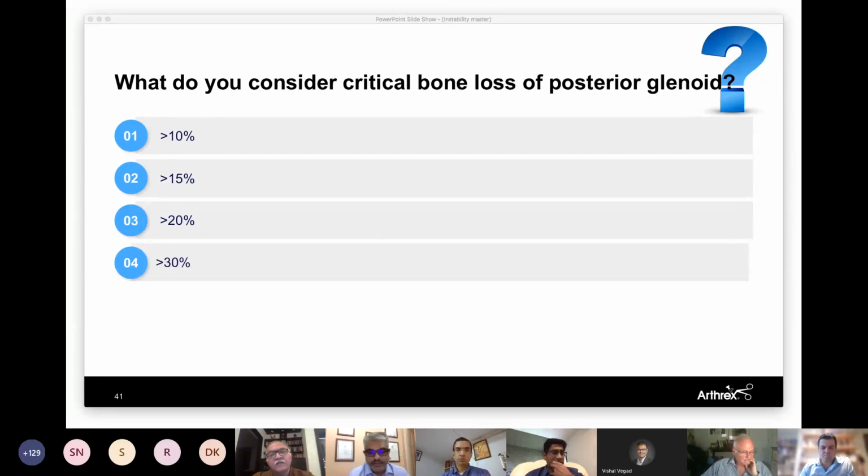Yeah. Do we have the result of that poll? Thanks, Mark. It's in, and we're looking at 48% would consider critical bone loss at 20% or more, and then 15% or more is 40%. We also have a question for Dr. Nilesh. It said, could we have treated the fracture conservatively?